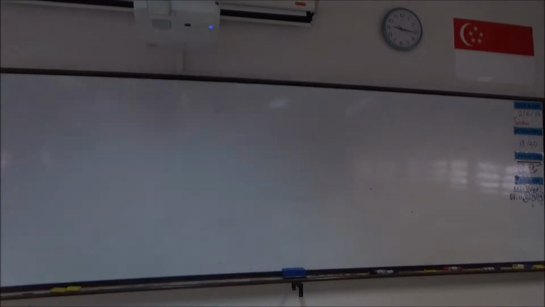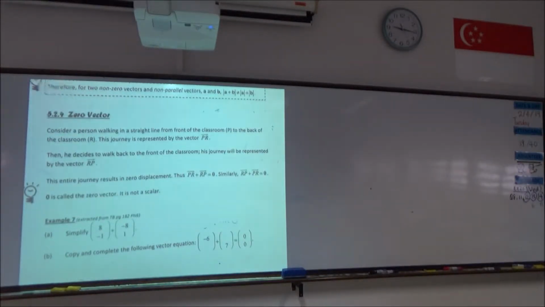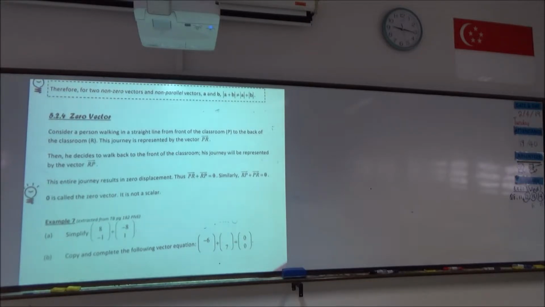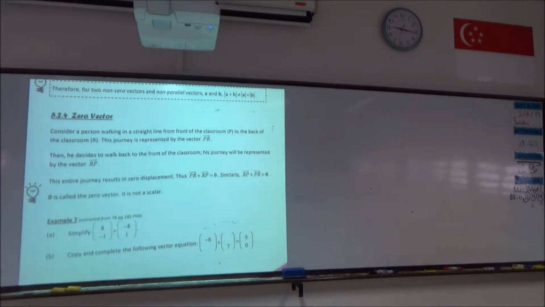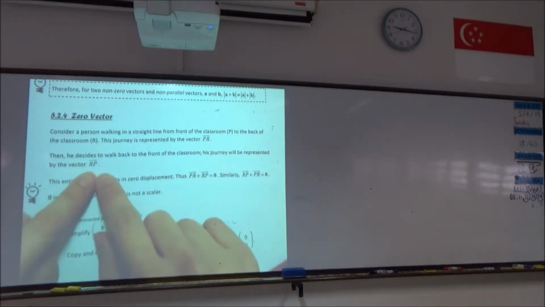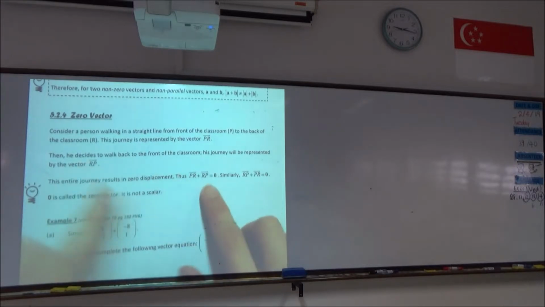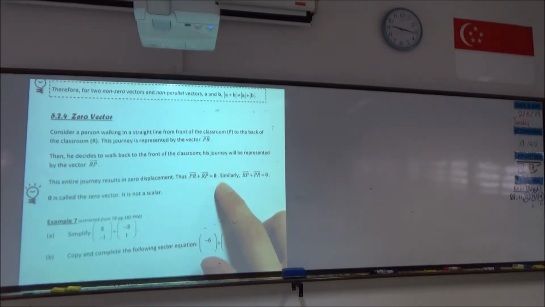Next, let's look at the zero vector. Consider a person walking in a straight line from the front of the classroom to the back of the classroom, and then the person walks from the back of the classroom back to the front. To represent this entire journey, from the front to the back we represent it with the vector PR, and from the back to the front, the reverse, which is RP. We will see that PR plus RP will of course be 0. It's because the displacement in reality, as the person walks in this manner, goes back to the origin, so the displacement will have to be 0.